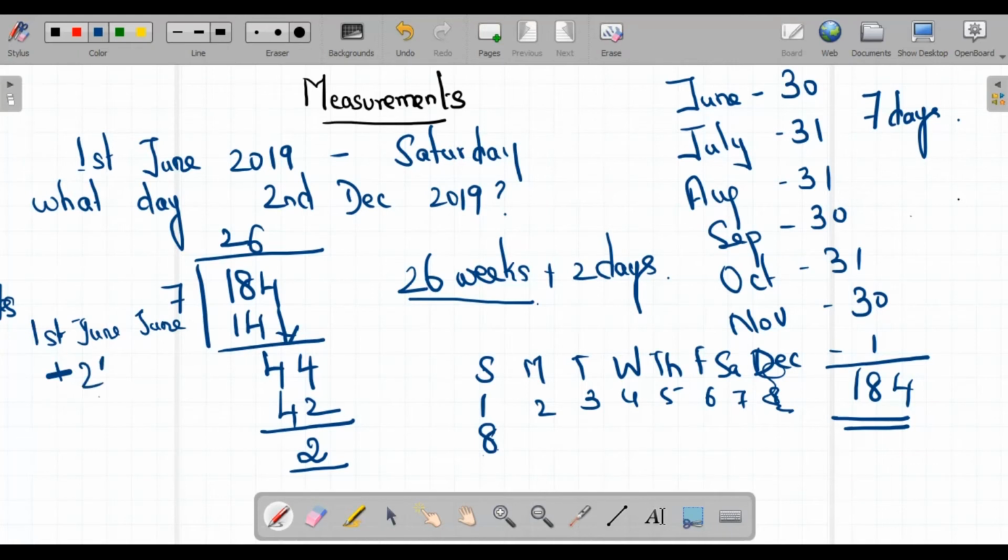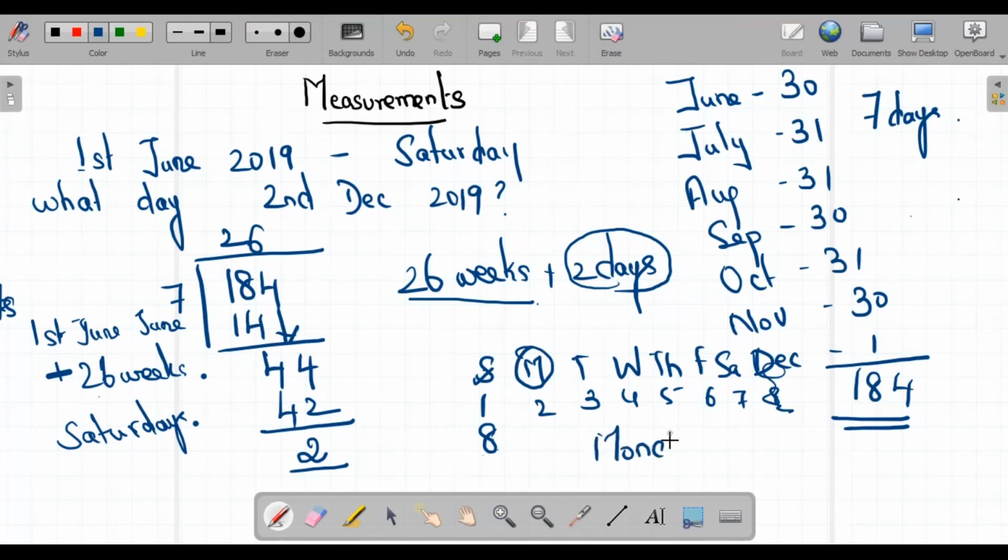Adding 26 weeks exactly, it will still end up being a Saturday. Okay, so now what has happened? You have Saturday plus 2, that is 26 weeks plus 2 days. So 2 days from Saturday, if you count, it is a Sunday and then a Monday. So if you see, it is going to be a Monday. 2nd December 2019 is a Monday.